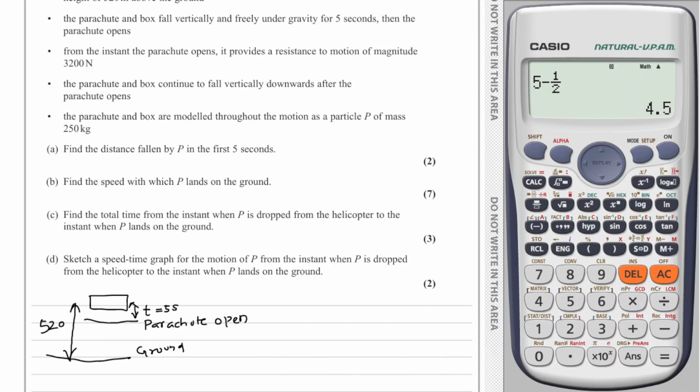Now here they mention that from the instant the parachute opens, it provides a resistance to motion of magnitude 3200 Newton. So after the parachute opens, there is a resistance force on the box. That resistance force is 3200 Newton. Okay, and also the box continues to fall vertically downwards after the parachute opens. So it is continuously moving down.